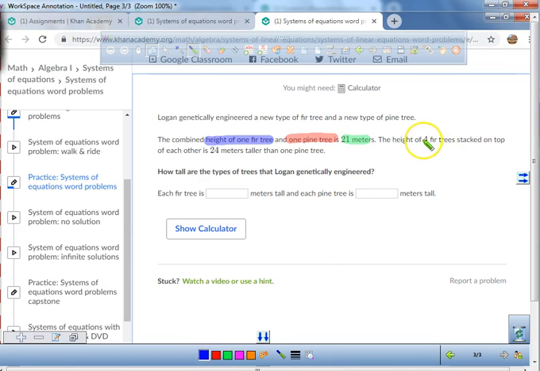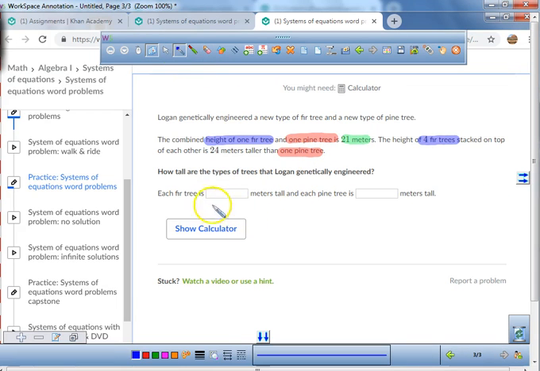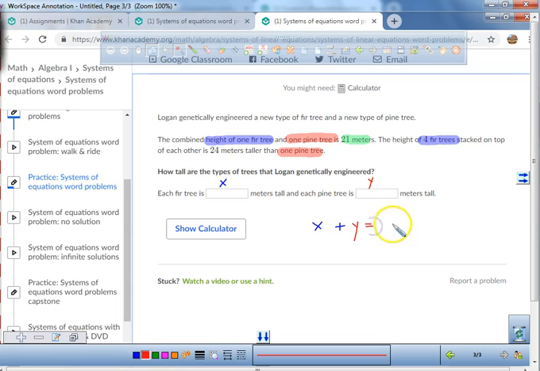And then the height of 4 fir trees stacked on top of each other is 24 meters taller than one pine tree. Oh, this one for the next sentence is going to be a little bit trickier. So here's what we're going to do. Each fir tree is X meters tall. Each pine tree is Y meters tall. Put X here, put Y here. And our first equation will be X plus Y equals a total of 21.